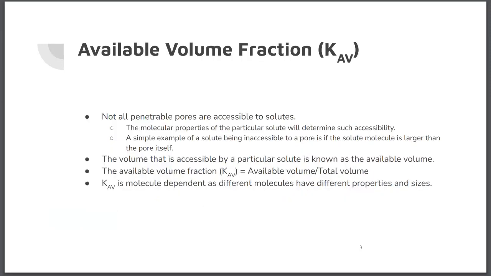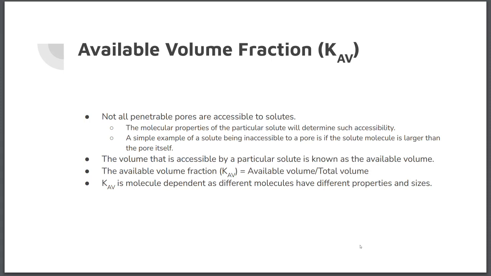Then we have what is the available volume fraction. Not all pores are penetrable or accessible to solids. The molecular properties of the particular solid are what determine such accessibility. A simple example is the solid being inaccessible to a pore if the solid molecule is larger than the pore itself. The volume that is accessible to a solid is known as the available volume, and the available volume fraction is equal to the available volume divided by the total volume. That's where KAV comes from.